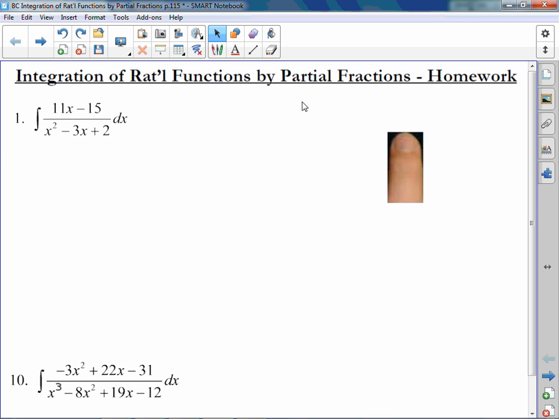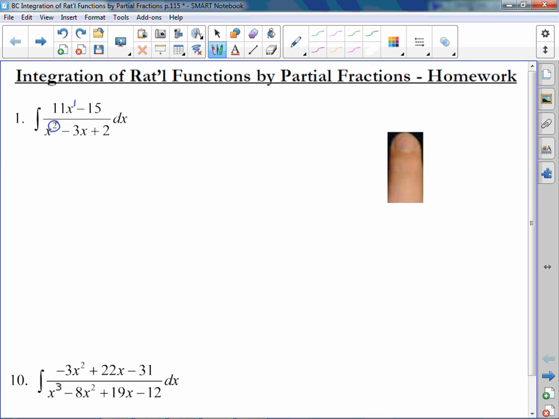Okay, let's start with number 1. This is a rational function that we cannot take the integral of yet, the way it is. If we were to use u as the denominator, x squared minus 3x plus 2, then our du would be 2x minus 3, which does not match up with the top, so we have a problem. We're going to use this method when the degree on top, which is a 1 here, is smaller than the degree on the bottom.